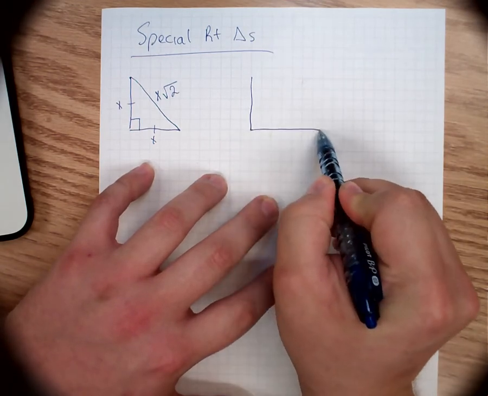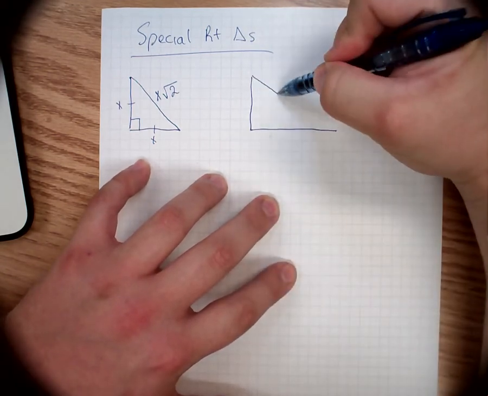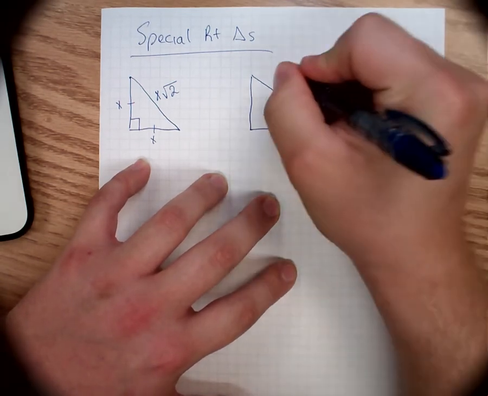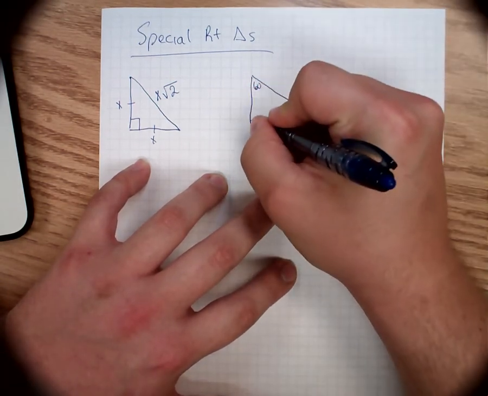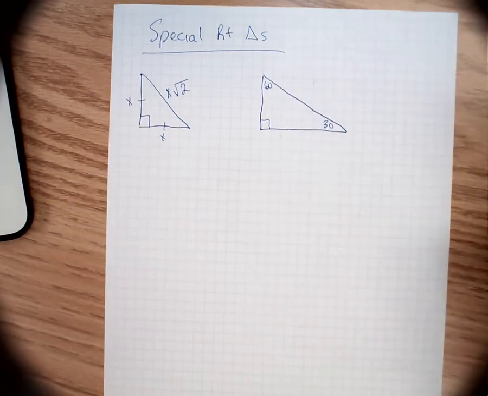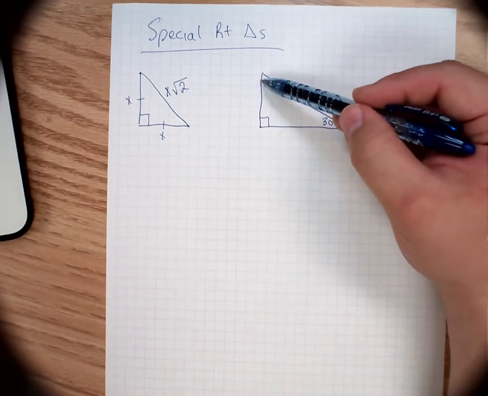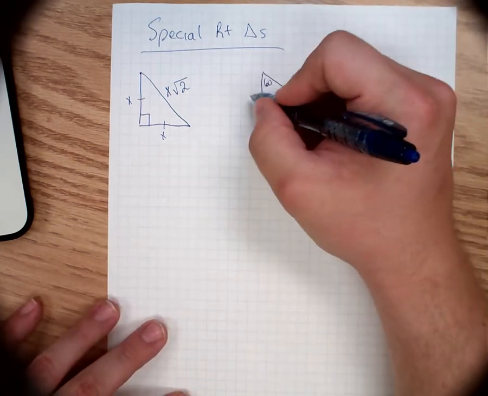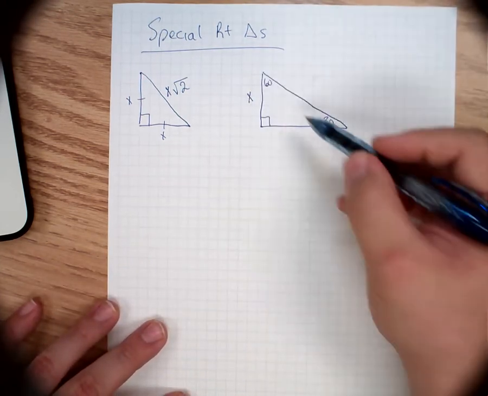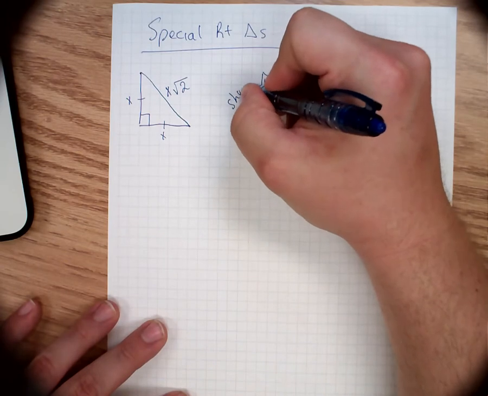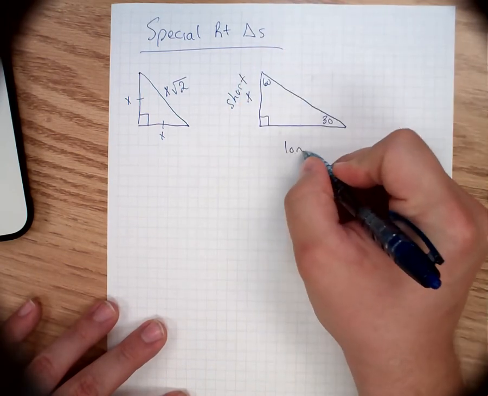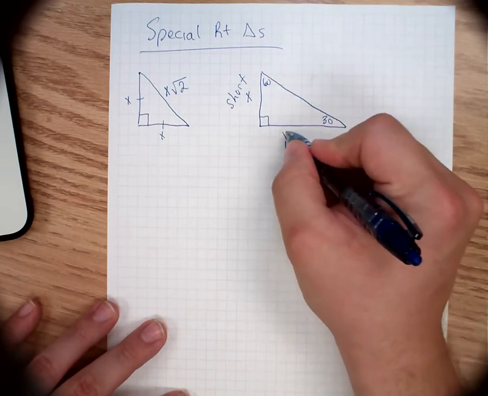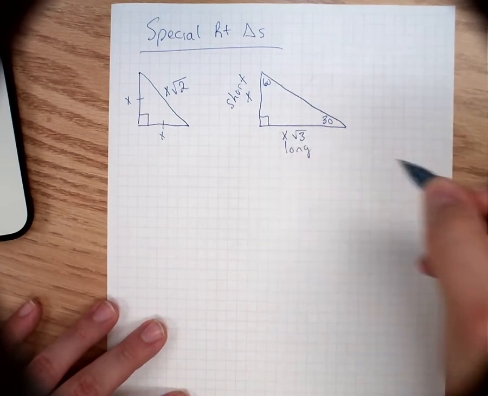We also have 30, 60, 90 triangles. And no, this is not drawn accurately, but I'm sure you'll get over it. So as a reminder, everything is based off the length of the short leg, which is opposite the 30-degree angle. Your long leg is opposite the 60-degree angle, and that is the length of the short leg times radical 3.